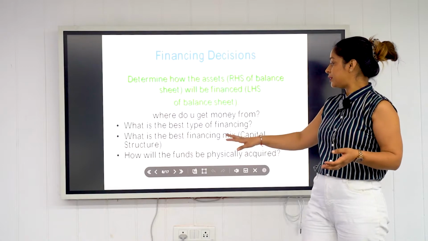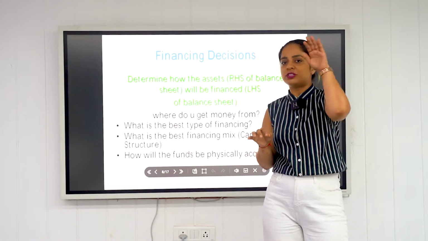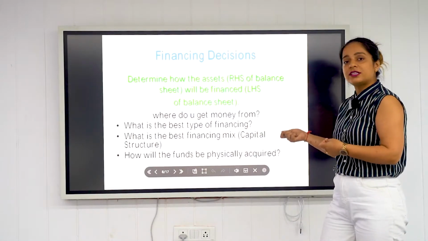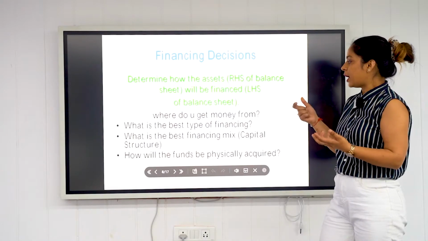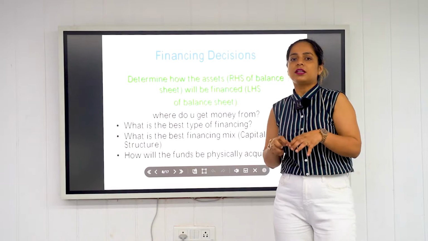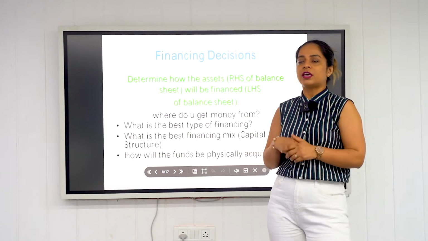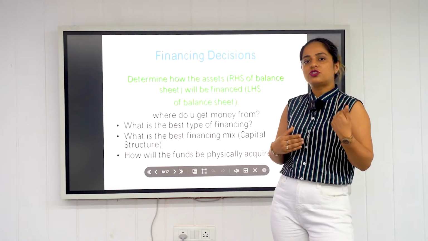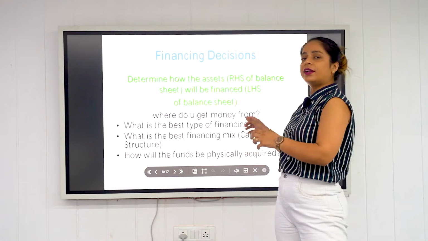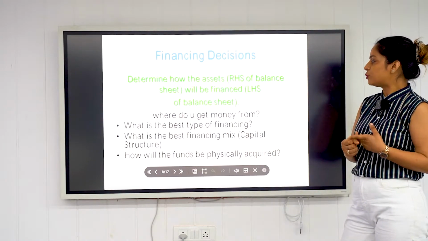So what could be the capital structure? Whether shares should be increased, whether debentures should be increased, what is the quantity of each finance source, right? And how will the funds be physically acquired? What are the different ways that we could acquire the funds? Whether we are getting checks, whether we are giving cash, all these things are very important under the financial decision.